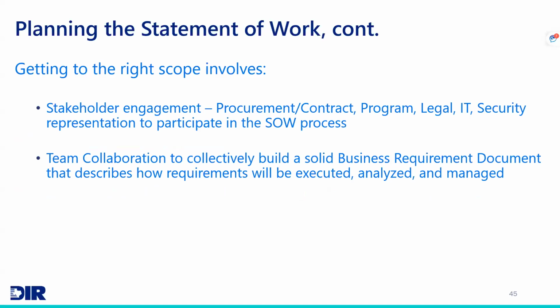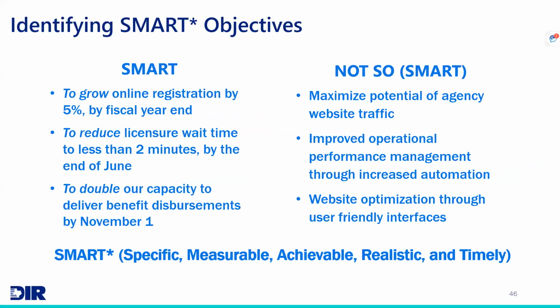And getting the right scope involves getting stakeholder engagement. You're going to have many different people involved, probably procurement, legal, your IT team, maybe security representatives. So it's important to get all of that stakeholder engagement when you're doing an IT related project, because building that team then helps build that business document. And that's going to describe how you're going to execute, analyze, and manage that project throughout the term of your agreement. It's important to put in SMART goals. In other words, make them specific, measurable, achievable, realistic, and timely.